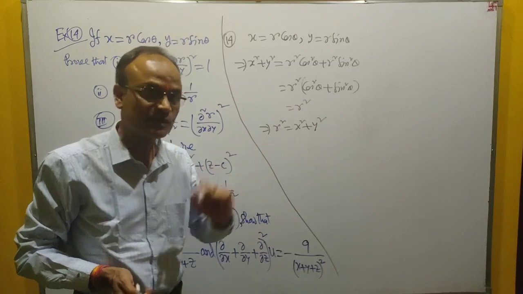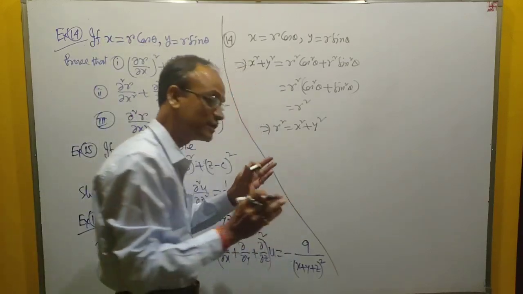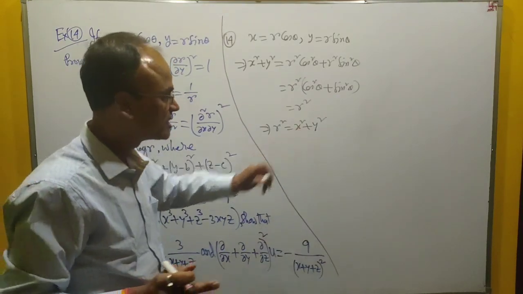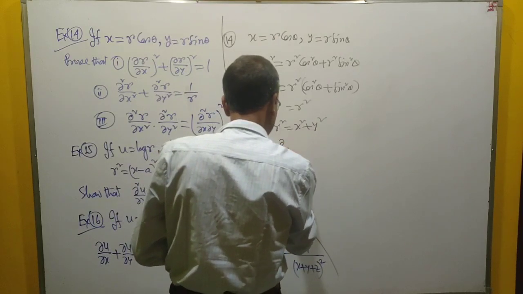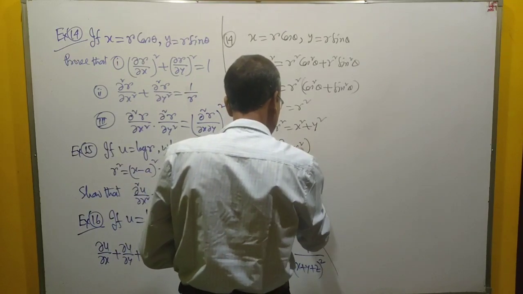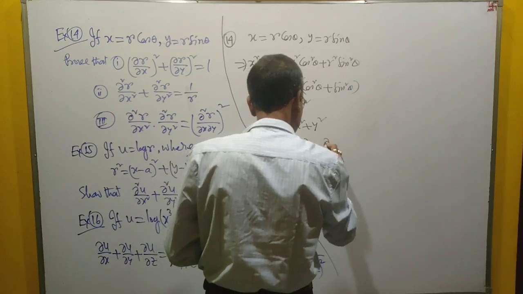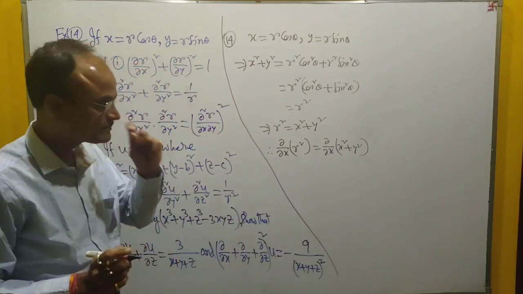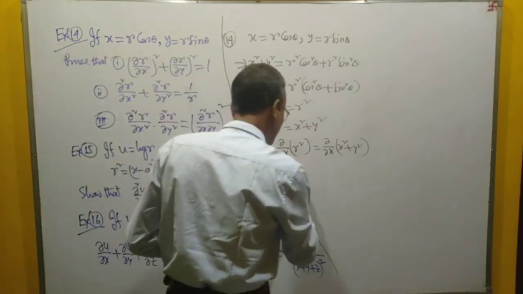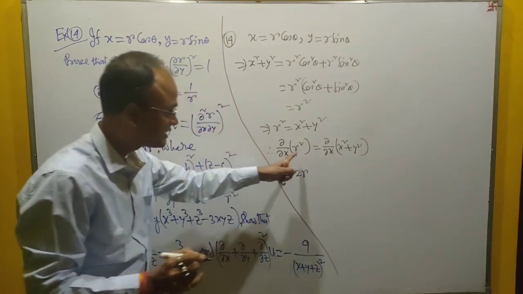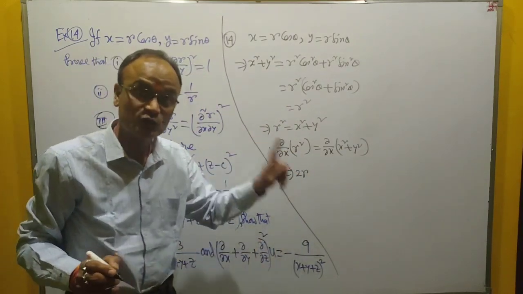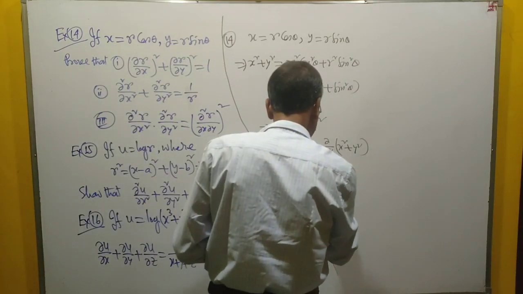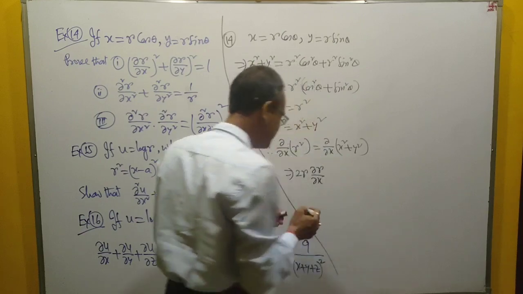Now differentiate this with respect to x and with respect to y partially. Suppose you are differentiating this with respect to x. R is a function of x and y. If you differentiate r square with respect to r, you will get twice r, but you are differentiating with respect to x, therefore you will get del r by del x partially.